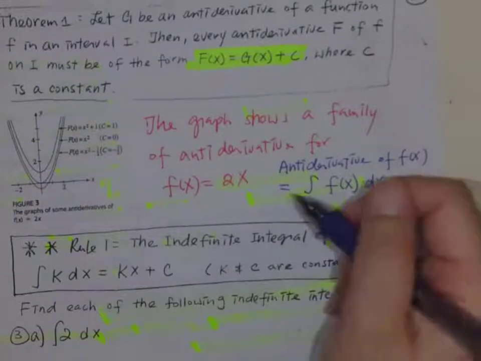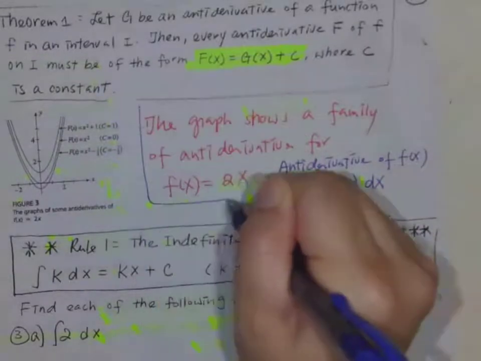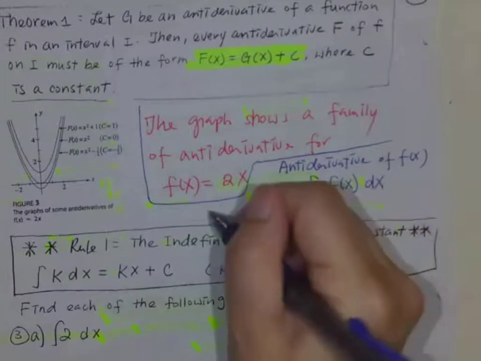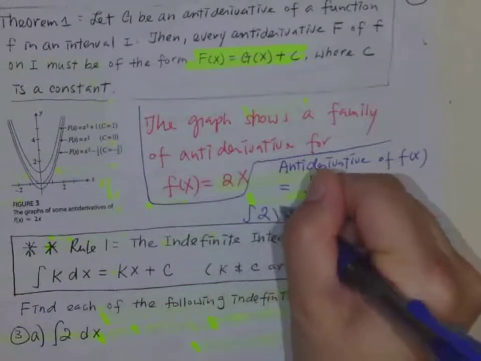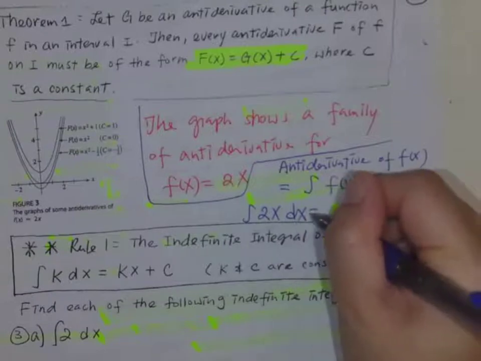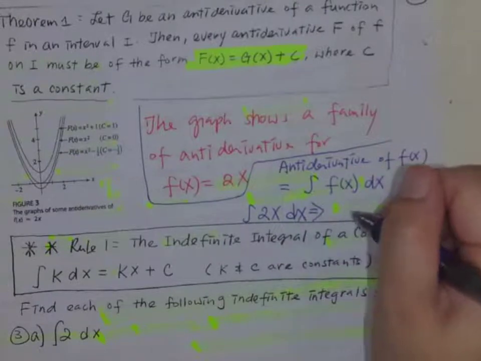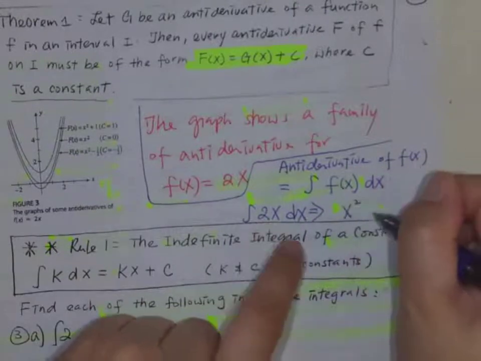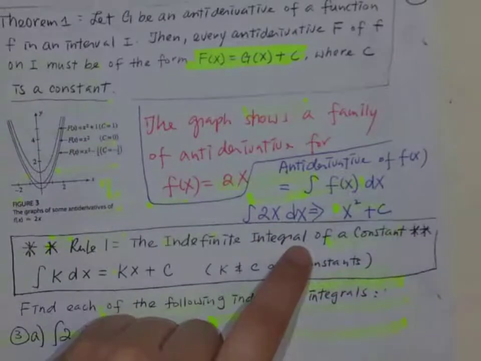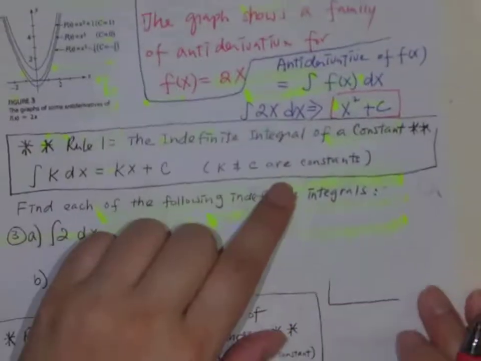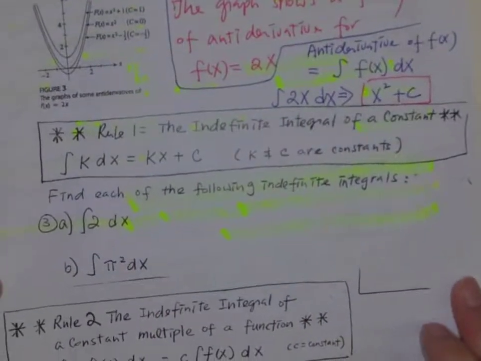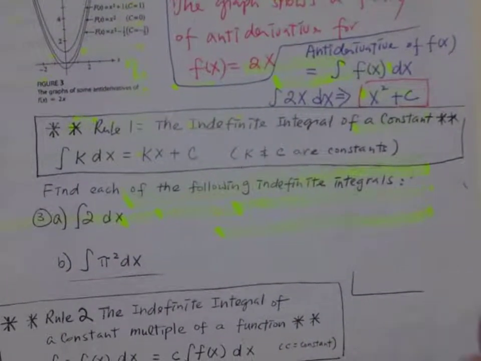So over here what we have is the integral of 2x dx. To reverse the process, this becomes x squared, and then we need to add a constant at the end. So this is one of the basic steps for doing antiderivatives, which is the opposite of what we have been doing the whole semester. Alright, so hopefully that makes sense.